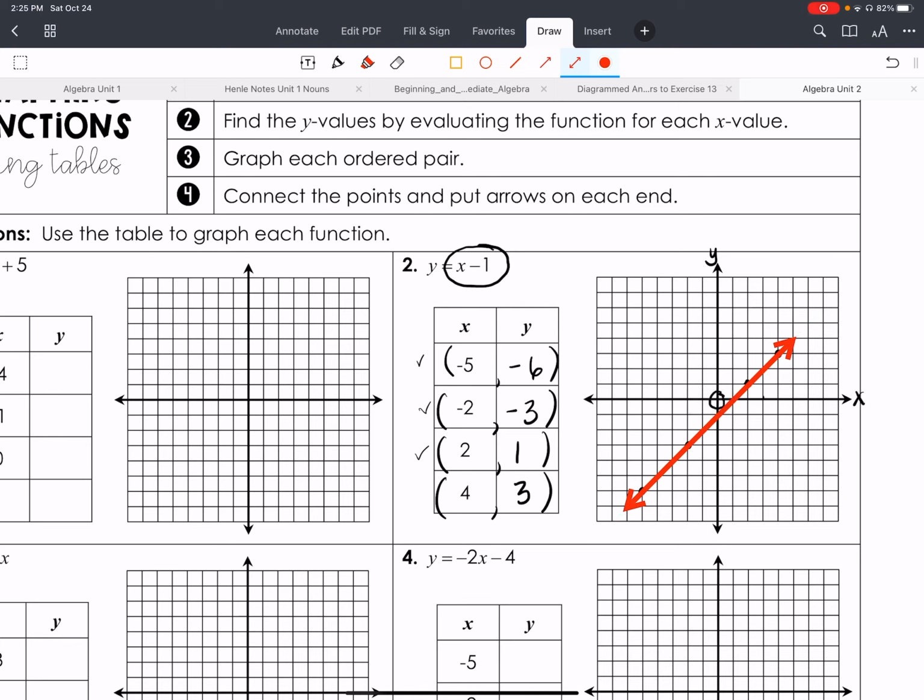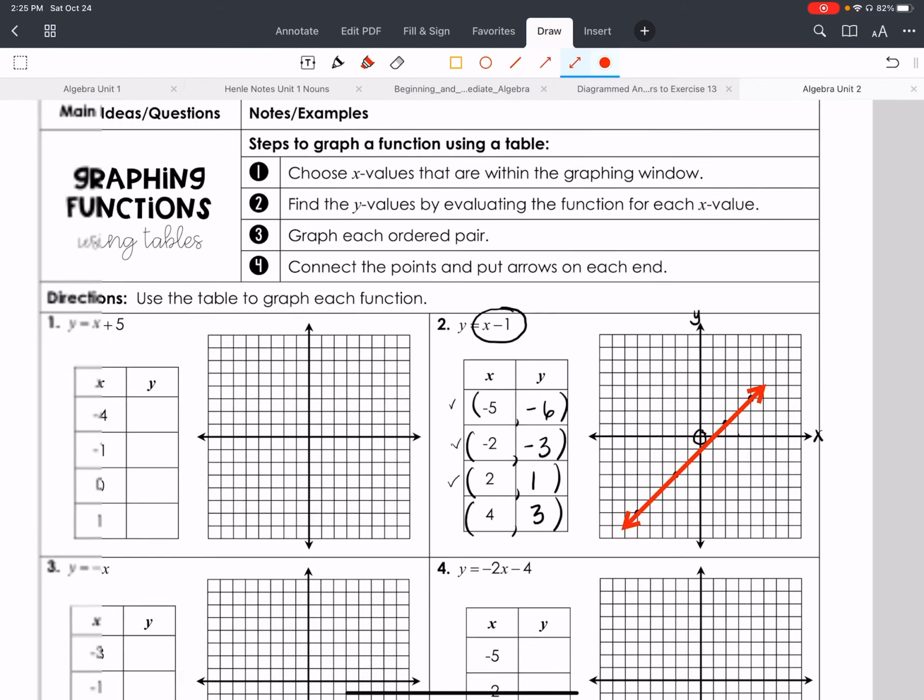All right, I have connected my points together with a line. And you'll see that they make a beautiful, perfect straight line. And that is part of the reason why we call these linear functions. In fact, you might call it a linear function.